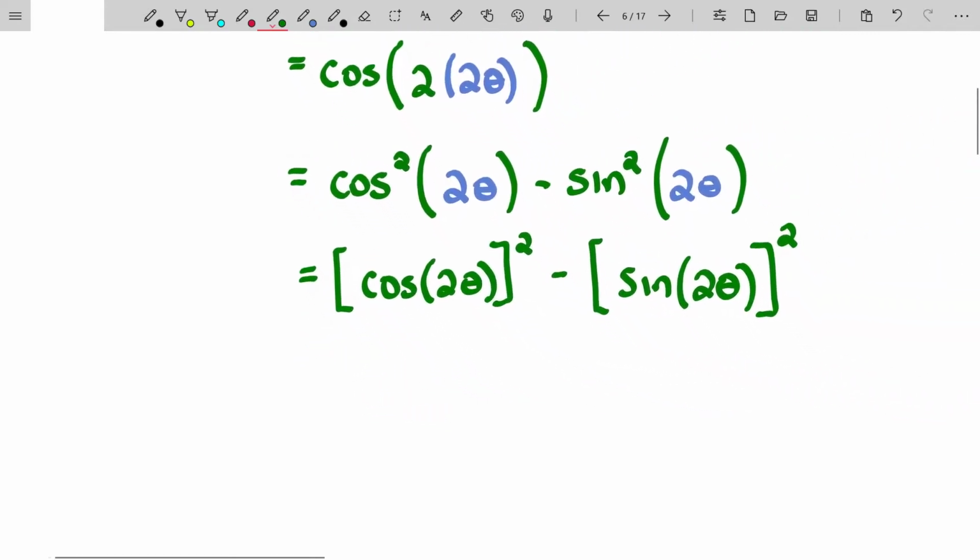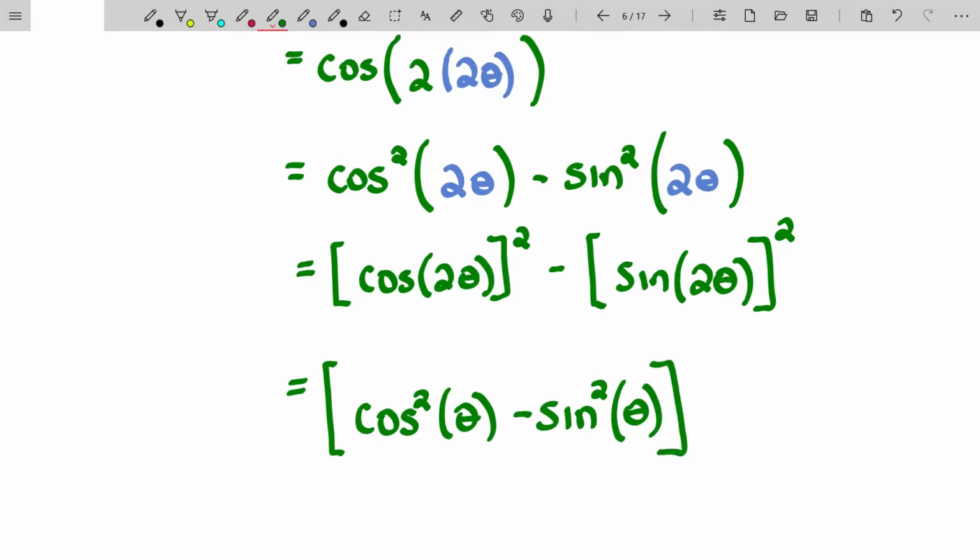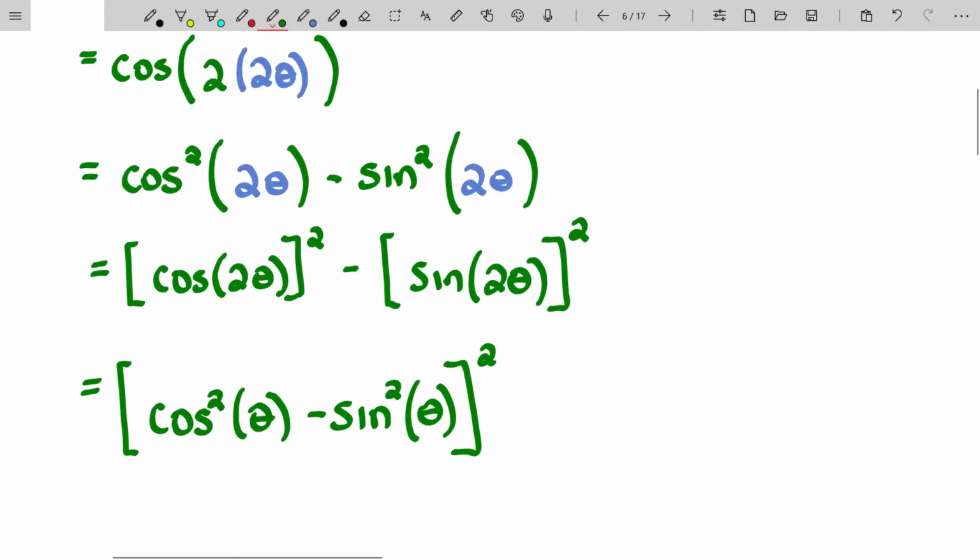But we know that the cosine of the double angle can be swapped out for the cosine squared of the regular angle minus sine squared, again, of the regular angle. And remember, we're squaring that. So all I did was trade out this picture for this stuff. But remember, the square is still hanging out on the outside. Okay. All right. And I'll do the same thing for the sine.